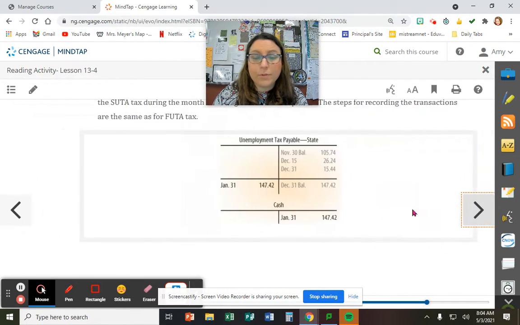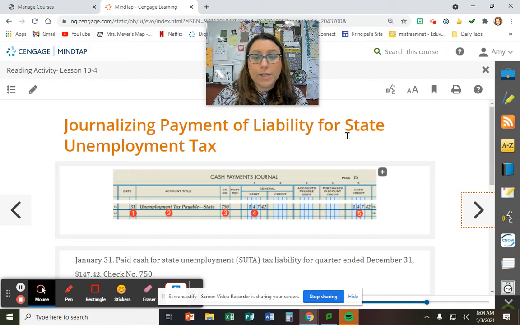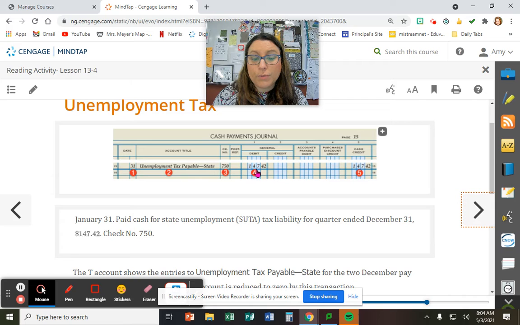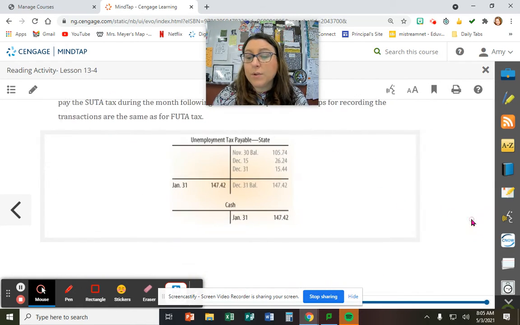Okay. And then, of course, we're moving into the state unemployment tax that we're paying. So we owed $147.42. That's a debit to the liability. We're no longer liable because we're paying it and we're giving them the money. Okay. So that's what this whole section is.